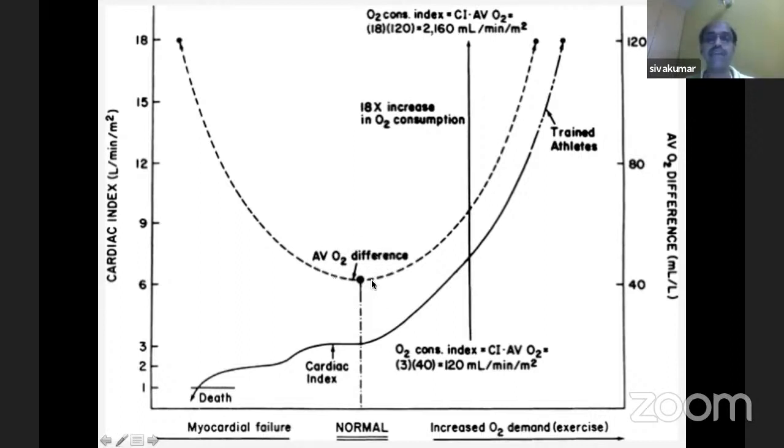But when we begin to exercise, slowly we will start extracting more and more. So the arteriovenous difference will keep increasing from 40 to 120. At the same time, the cardiac index will keep on increasing from 3 to 18, that is a 6-fold increase. So put together, there is an 18-fold increase that we can achieve by maximum exercise on our volume of oxygen consumption.